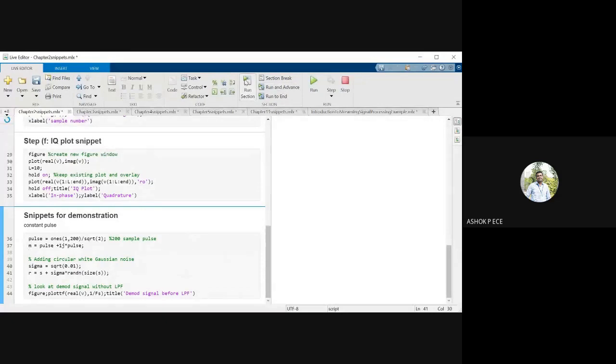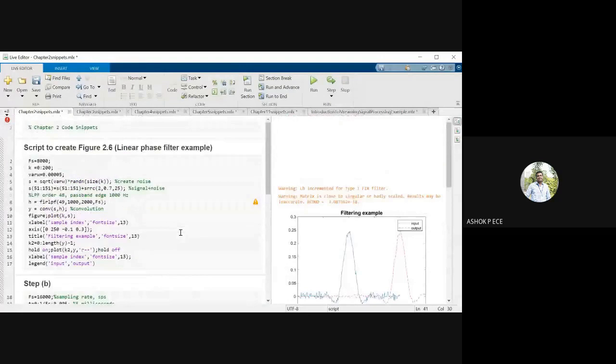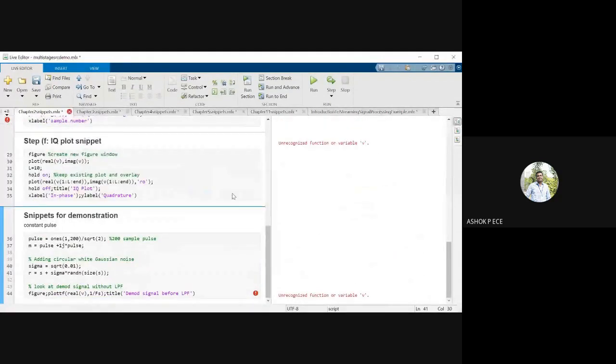Now, next one, I'm going to see how I'm going to generate a pulse. And here also it depends on V. Okay, so I will try to say what is V. I'll try to decode what is V. That is the next chapter.